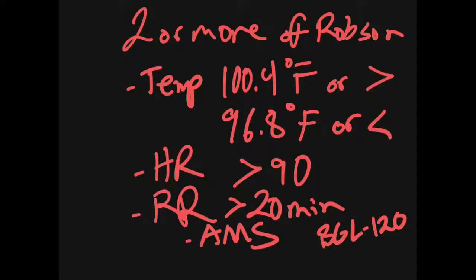If it's greater than 120, that's basically saying that sugar is not being used and it's starting to increase. So we're going from aerobic metabolism to an anaerobic metabolism, not using enough sugar there. And so we're doing that anaerobic metabolism, so we're creating lactic acid at that point. So that's the Robson criteria.